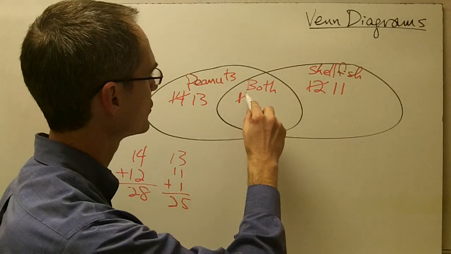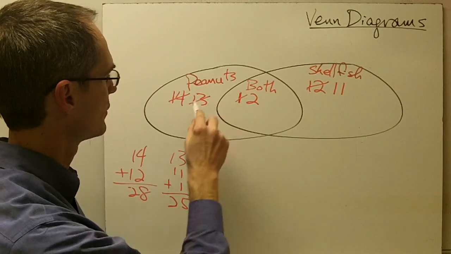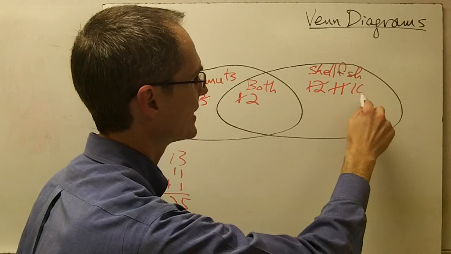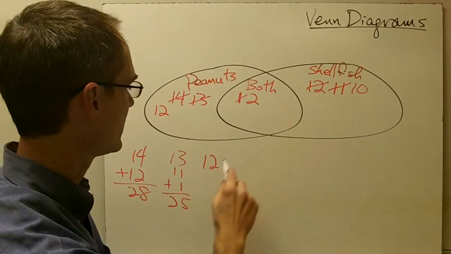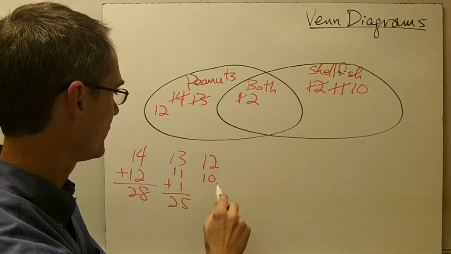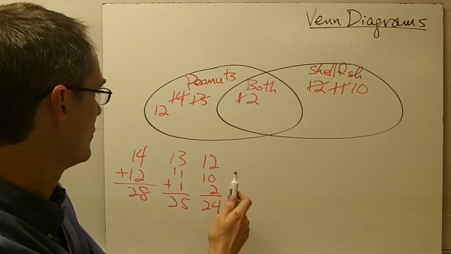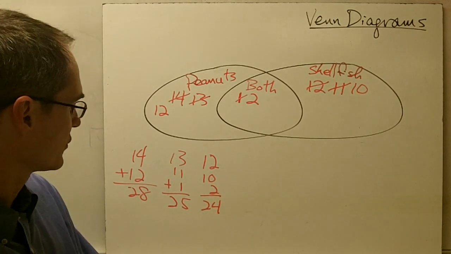Well, let me add another student in here. Say I've got 2 allergic to both. Well, I need to subtract another one from here. That brings me down to 12. It's going to bring me down to 10 over here. And now I've got 12 allergic to peanuts only, 10 allergic to shellfish only, 2 allergic to both. Now I'm down to 24 students. I'm still not down to 21.